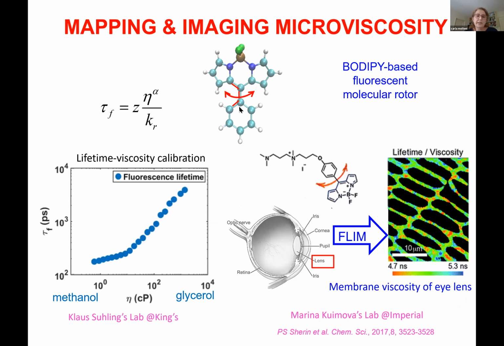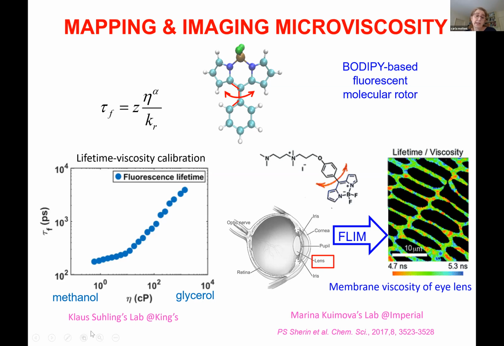So one possibility is to use molecular rotors, and this is a prototypical one based on BODIPY, where again there is a dye with a part that is this sort of paddle that can rotate, and this rotation can actually change if the environment is more or less viscous. And it's possible to map the fluorescence lifetime with the viscosities.